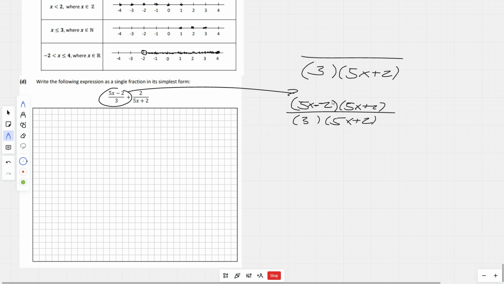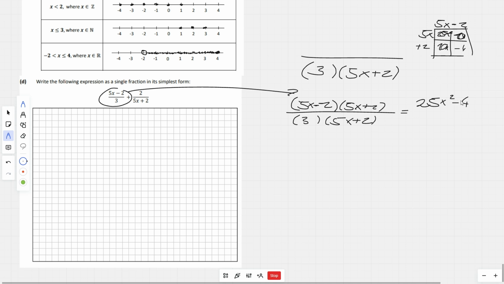So I'm going to multiply the top here just using a box method up here. So I'm going to do 5x minus 2 by 5, so 5x minus 2 by 5x plus 2. So this will be 25x squared, this will be minus 10x, this will be 10x, and this will be minus 4. So this top will be equal to 25x squared. Then I'm going to add the minus 10x and the 10x. They'll actually cancel each other out.